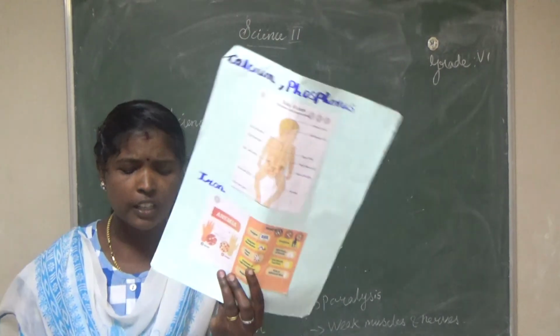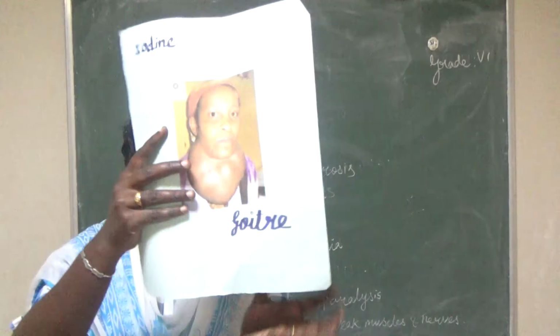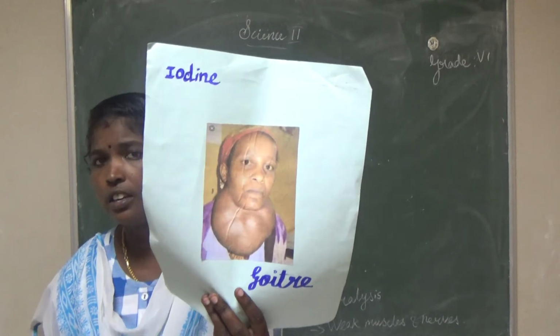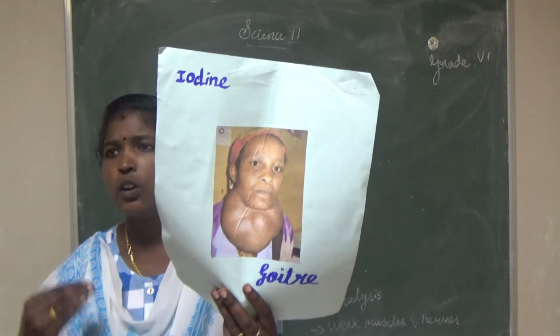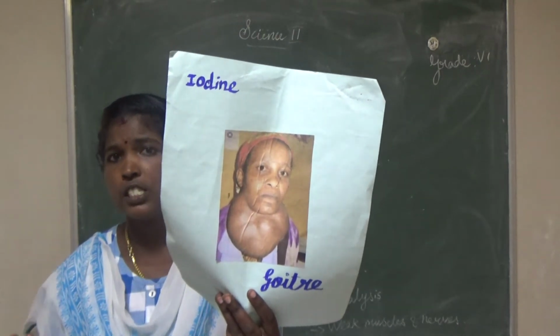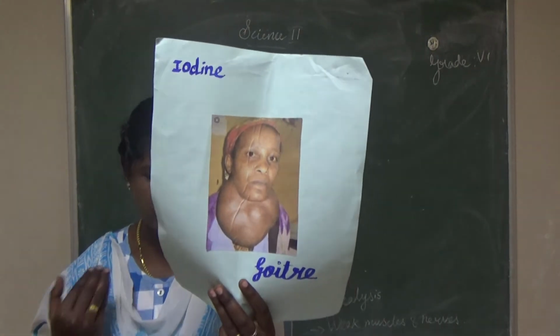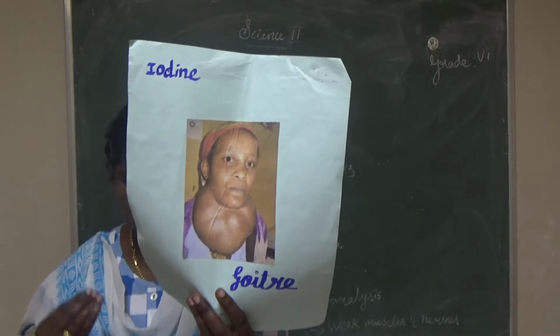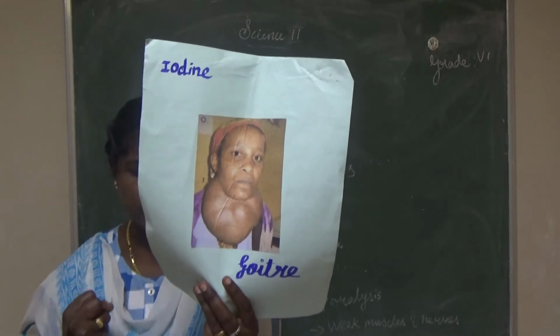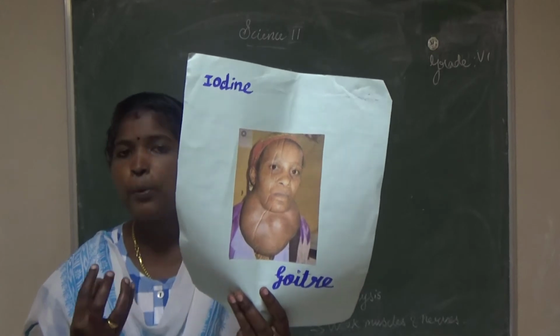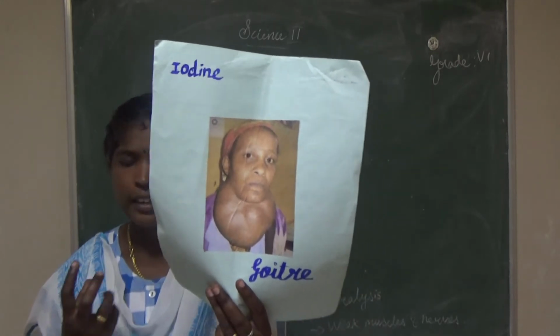Then iodine. What are the food sources that contain iodine? Fish and salt. Food items with a salty taste will contain iodine. What is the function of iodine? Iodine is required for the proper working of the thyroid gland.